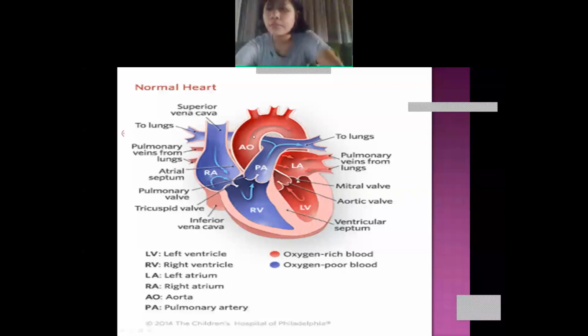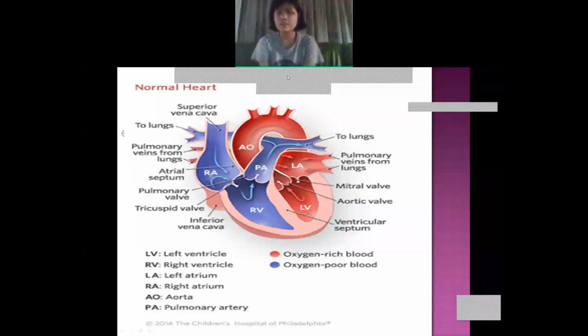Okay, and this aorta will supply blood to all the parts of the human body. That is the oxygenated blood. Okay, is it clear?